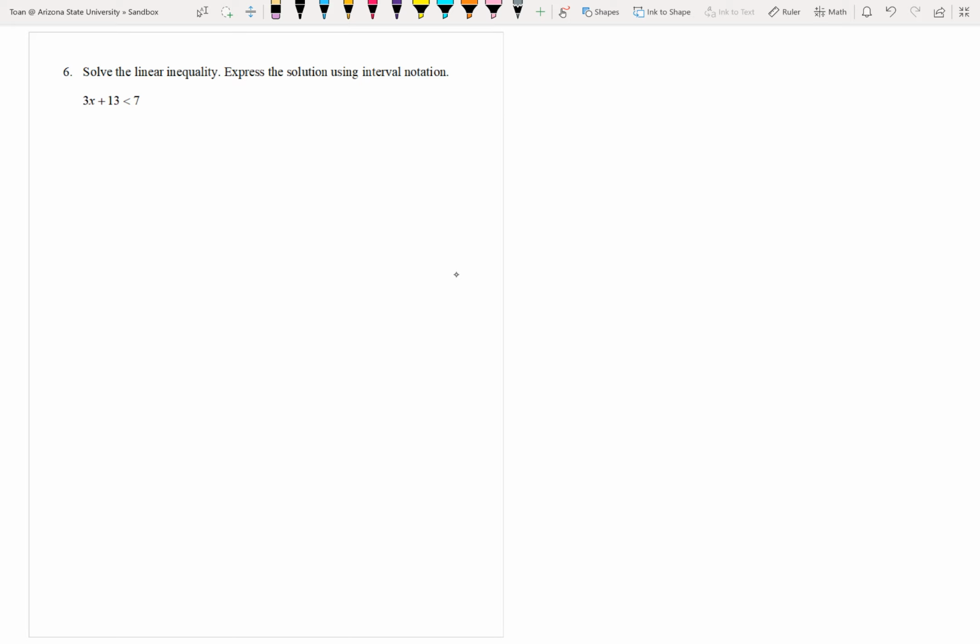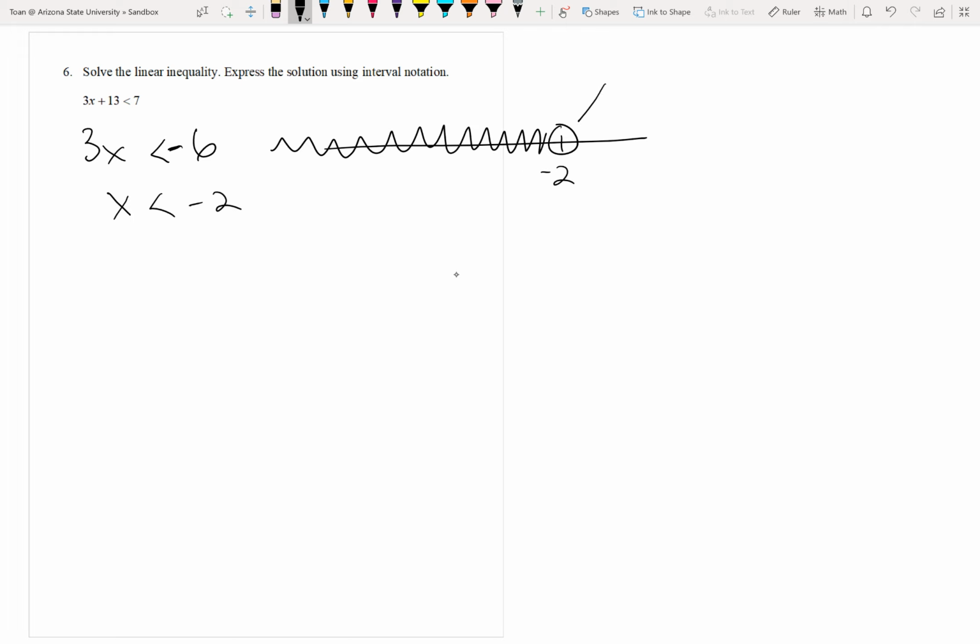So the first thing I would do is subtract 13. And then go ahead and divide out the 3. x is less than -2. Visually, x is less than -2 looks something like this. Notice it's an open circle because the inequality does not have the line underneath it. It's not less than or equal to.